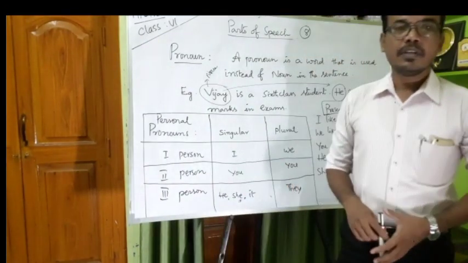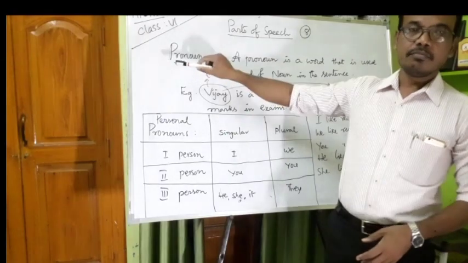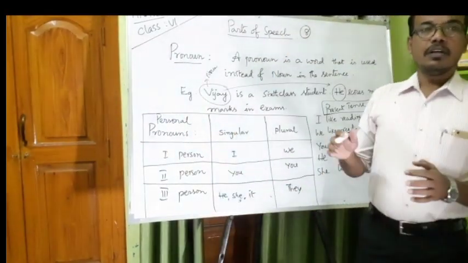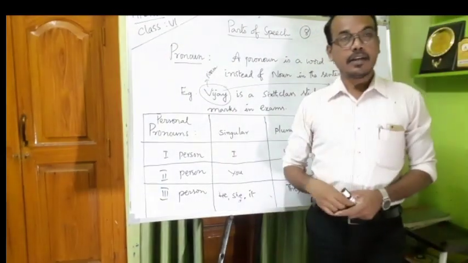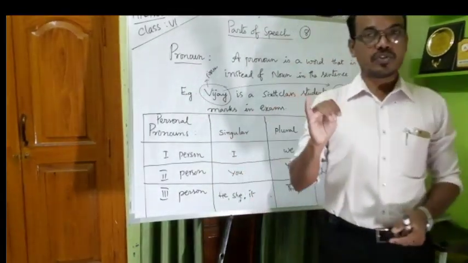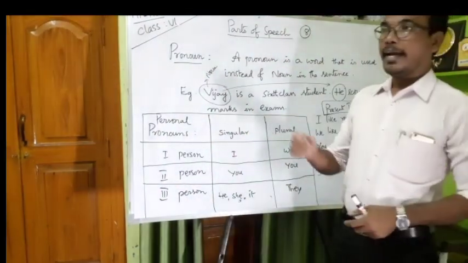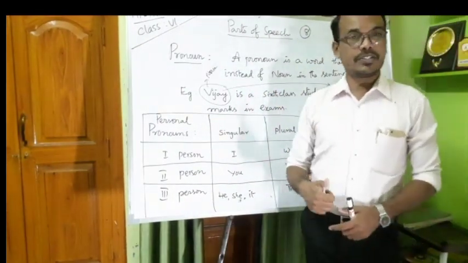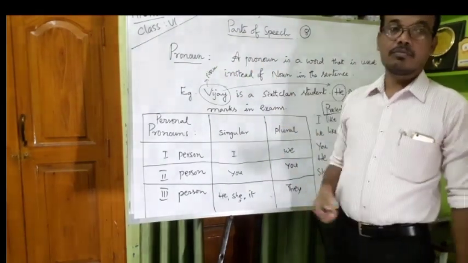Hello students. Today I am going to teach you pronouns. You know very well that we have been learning parts of speech. How many parts of speech are there? Eight. What are they? Noun, pronoun, verb, adverb, adjective, preposition, conjunction, interjection. The first one is noun, which has already been explained in my earlier classes. Today I am going to explain pronoun.